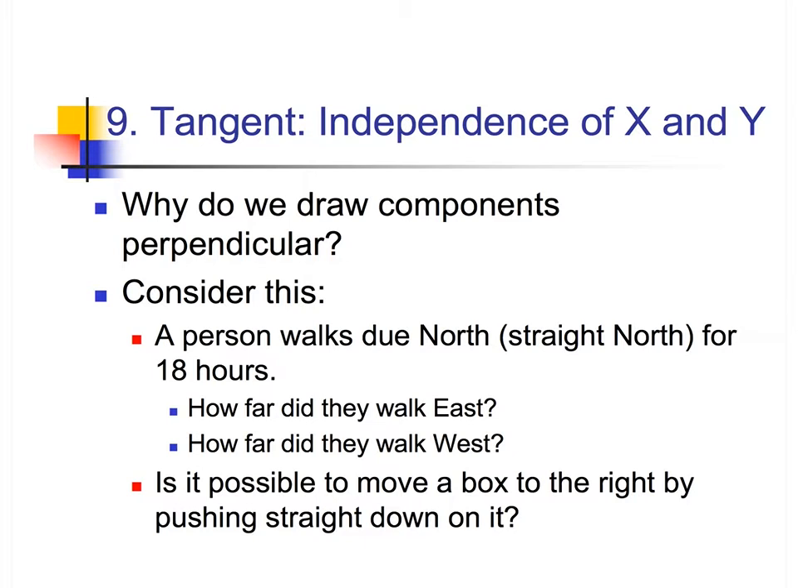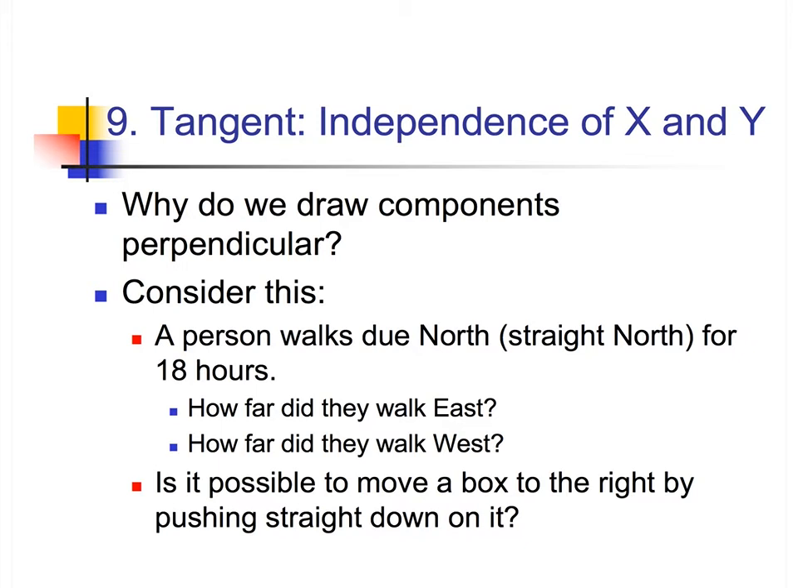One last thing that I want to talk about here, and this is actually going to lead us into the next thing we talk about with vectors a little bit later on. We've done stuff with vectors, but I want to talk about the meaning behind it. So here's the question: why do we draw those vectors perpendicular? If we have a person who walks due north, meaning straight in the north direction, for 18 hours, how far did they walk east and how far did they walk west? And the answer, obviously, is they didn't. If you're walking directly in the north direction, it means that you are not walking east, nor are you walking west.